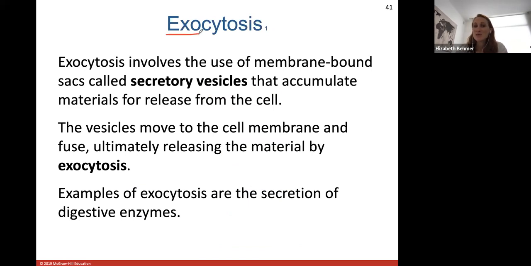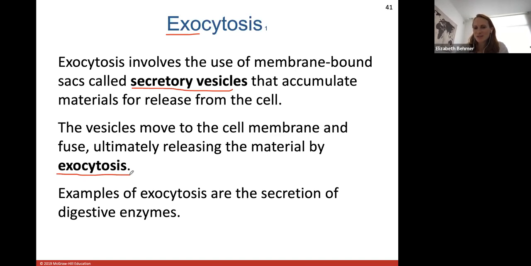This involves the use of a membrane-bound sac called a secretory vesicle because it's being secreted from the cell. And this is used for materials that have been accumulating inside the cell, maybe wastes or toxins that the cell needs to get rid of. The vesicles move to the cell membrane, they fuse, and then they ultimately release the material by what we call exocytosis.